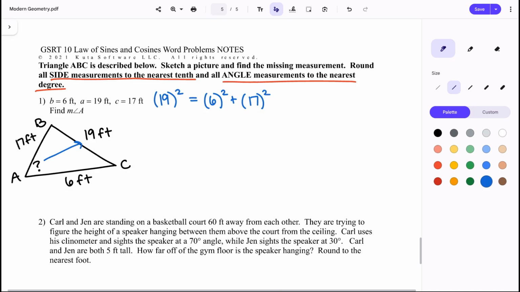Okay, what comes next in my law of cosines formula? Good, and then? Good, cosine of A. Okay, I'll give you a minute or two there to try to work through that. If you don't have a calculator, I would go grab one.